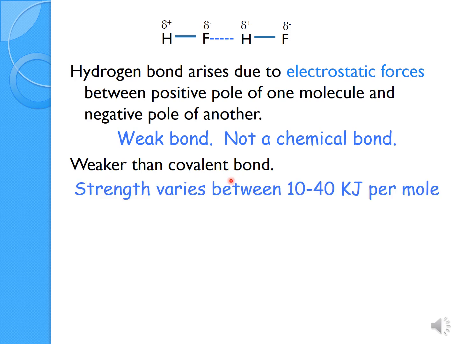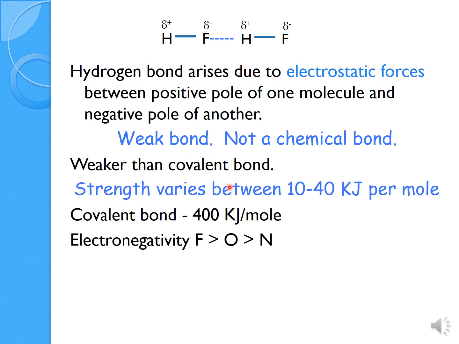If you check the strength of these bonds, the strength of a hydrogen bond is only in the range of 10 to 40 kilojoules per mole, whereas a covalent bond is almost 10 times stronger than a hydrogen bond. Its strength will be around 400 kilojoules per mole. So you can see a hydrogen bond is much weaker than a covalent bond.